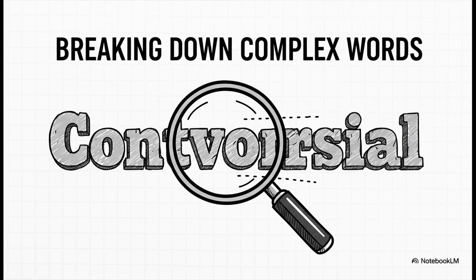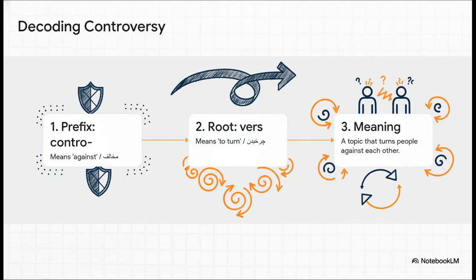So let's go back to one of our first mystery words and really break it down. Controversial. Okay, let's build it piece by piece. First, you have the prefix contro, which means against. Then you have our root, verse, which means to turn. So you put those together, and what do you get? A controversial topic is literally something that turns people against each other. The definition is baked right into the word itself.